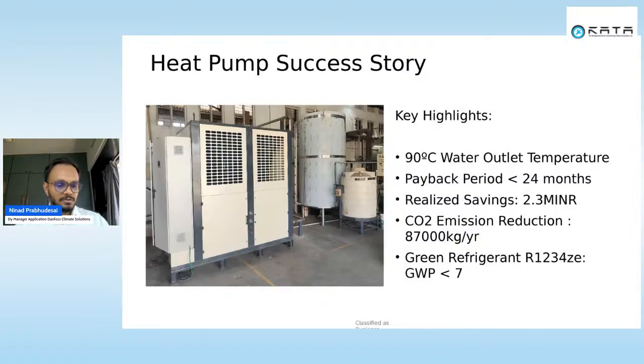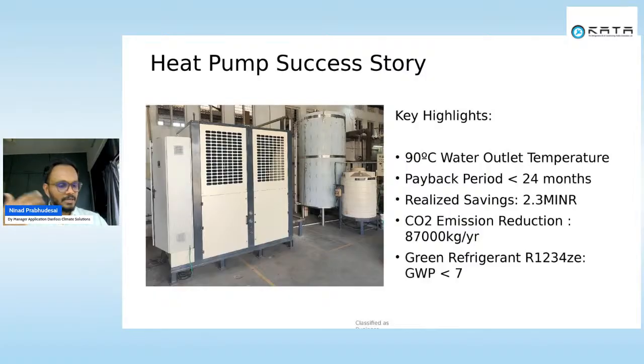But when we gave this heat pump and when they installed it, the 90 degrees water outlet was produced with this heat pump, where we used R1234ZE, which is first of all a low GWP gas. It has a GWP of less than 7. GWP is basically global warming potential, and the whole world is now moving towards more and more development of low GWP gases. So we use this R1234ZE. This is a realized saving of 2.3 million INR, which we have cross-checked with the customer, and the customer is really happy for that.